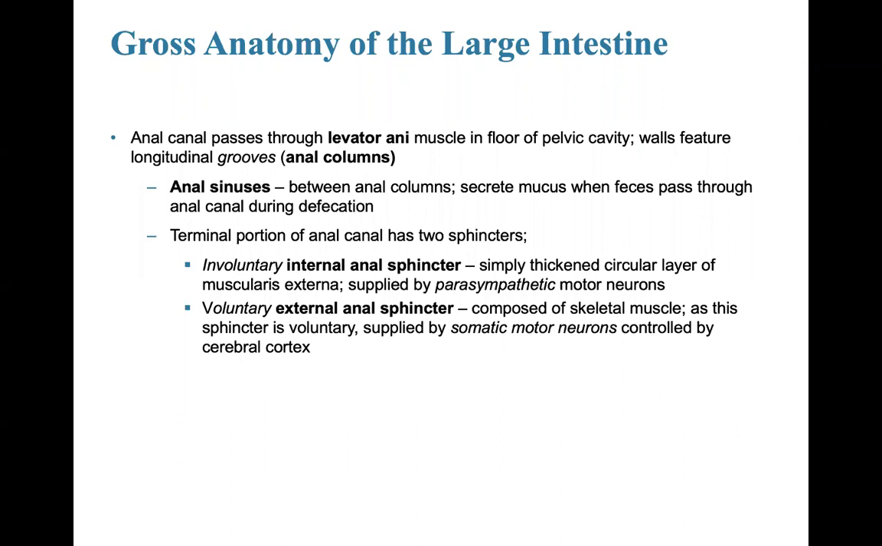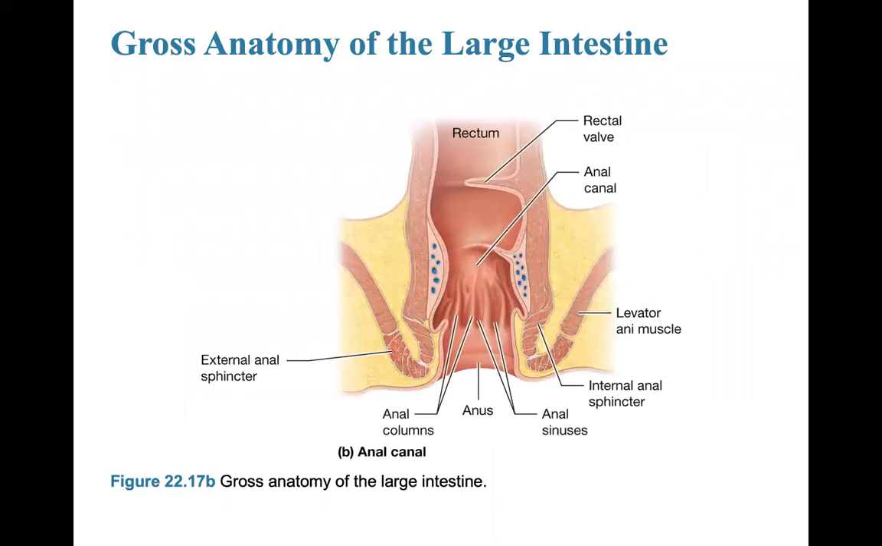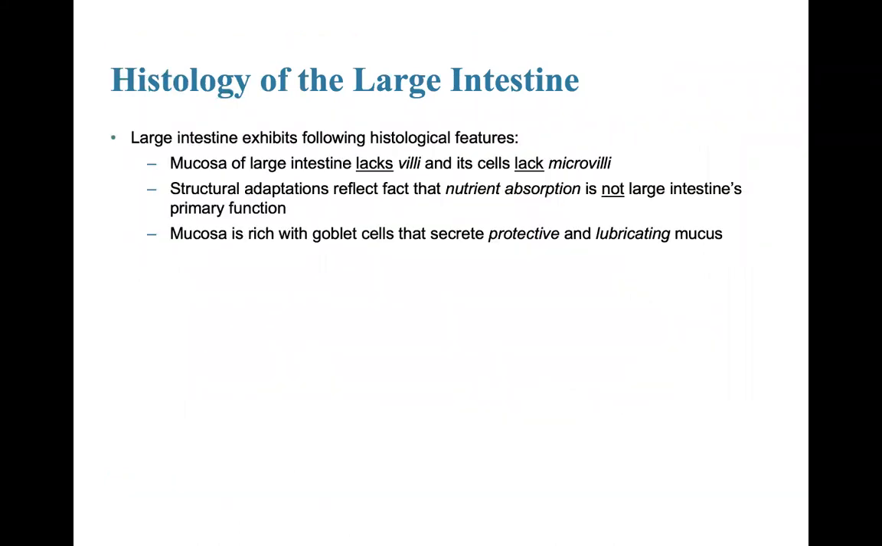You then have your voluntary external anal sphincter, which is composed of skeletal muscles. This sphincter is voluntary and is supplied by the somatic motor neurons controlled by the cerebral cortex. However, the autonomic nervous system can take control of this if necessary and cause relaxation of the external anal sphincter. And here's your anal rectal area.